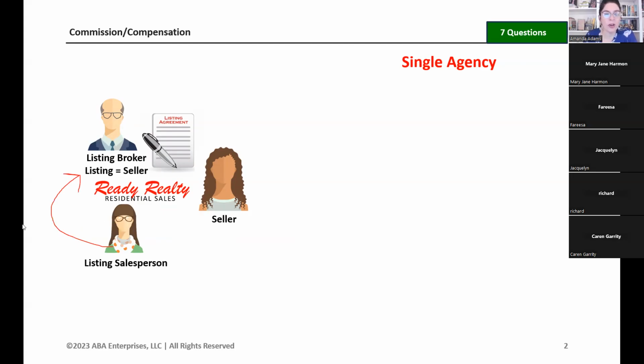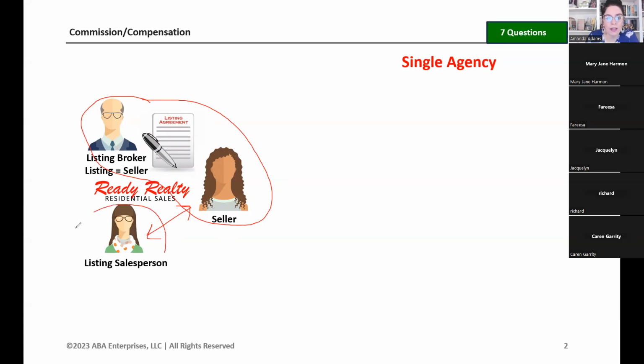Even though in the real world, every day she's working directly with the seller, technically, if you think about it, this listing agreement is between the broker and the seller. It's the broker and the seller that really have this listing agreement. That listing salesperson is just representing the broker because that broker can't be in more than one place at one time. So let's say we've signed this listing agreement.